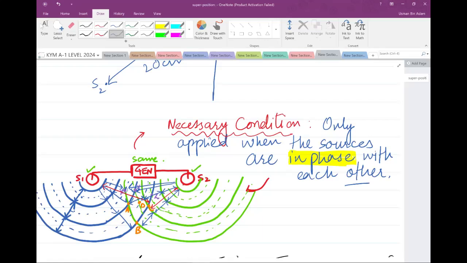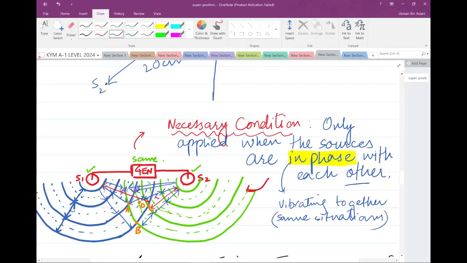In phase means they are vibrating together, same situation. What does that even mean? When one wave is creating a crest, the other one at that same instant should also be creating a crest. If one source is creating a trough, the other one should also be creating a trough.